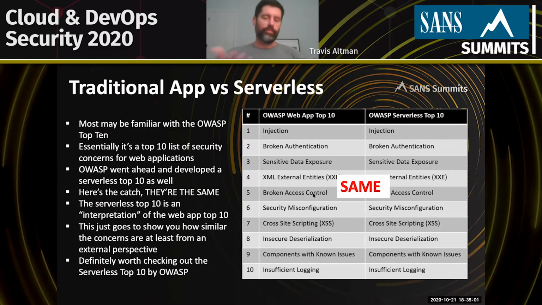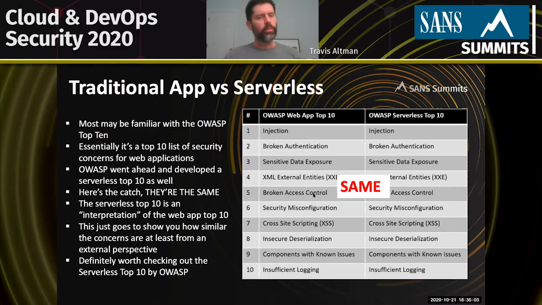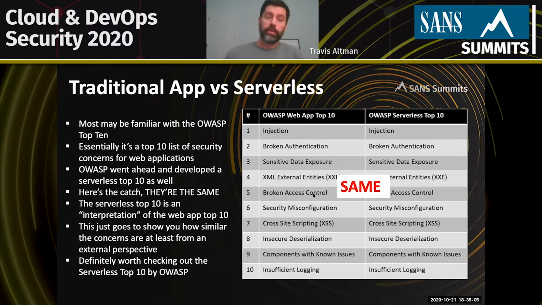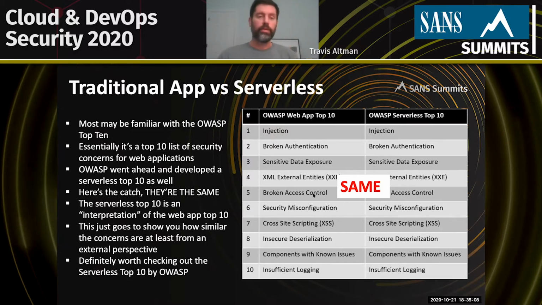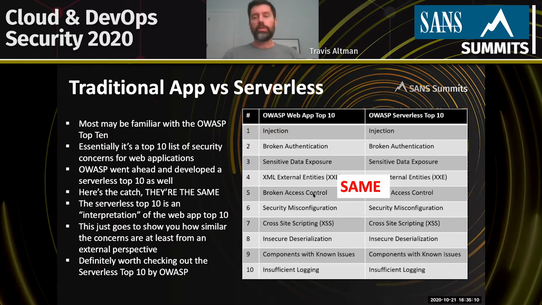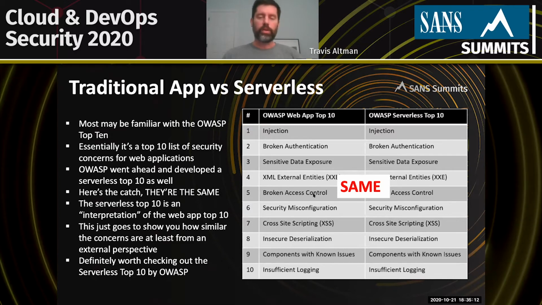Say, for example, sensitive data exposure. Typically, we think about that with a database. Well, in a cloud environment, that's not the case, or it may not be the case. It could be some type of queuing service. It could be some type of a bucket storage location.